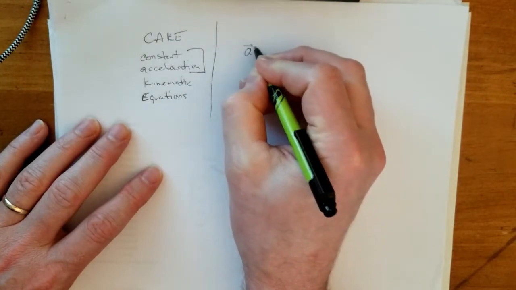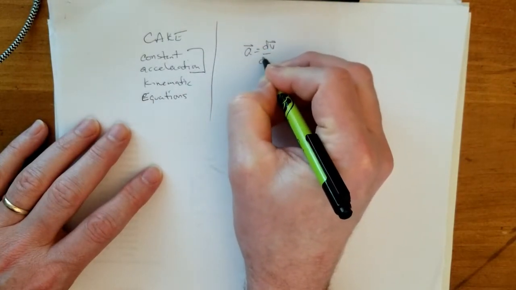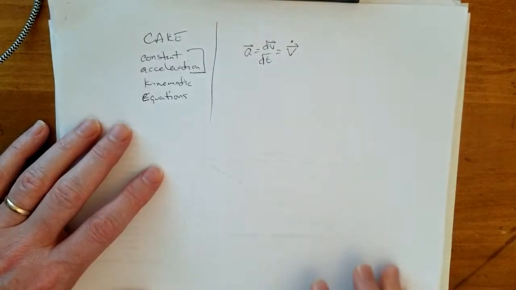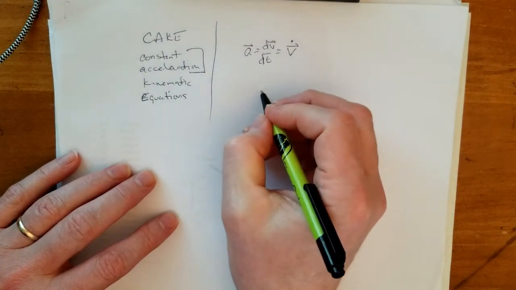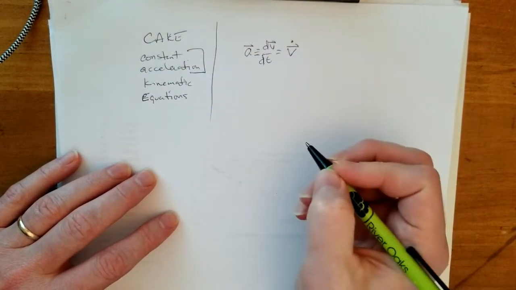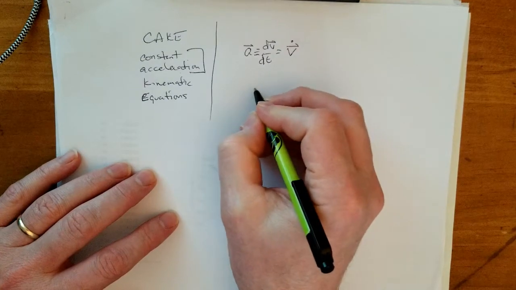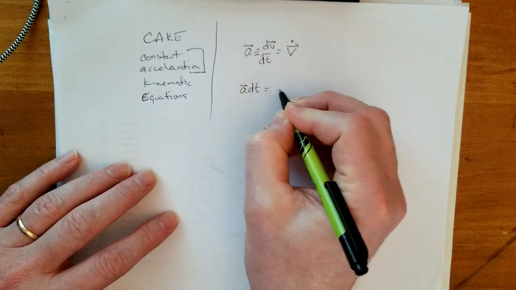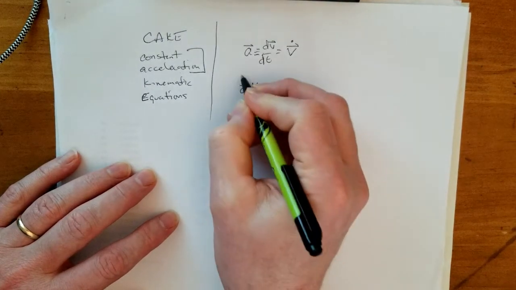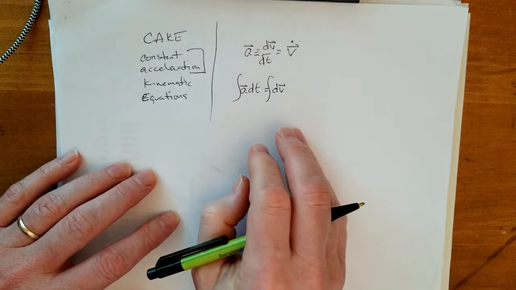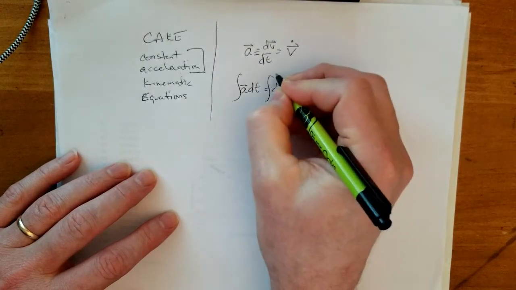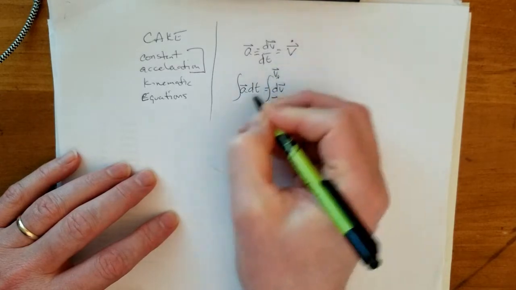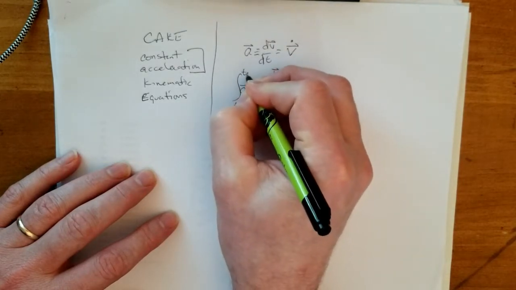So we know that acceleration is the time derivative of velocity, or in dot notation, v dot. And this is by definition. That's how acceleration is defined. And so, therefore, acceleration times dt is equal to dv. We integrate both sides. Now, as we integrate it, we are taking it from some initial velocity to a final velocity, and acceleration from some initial time to some final time.